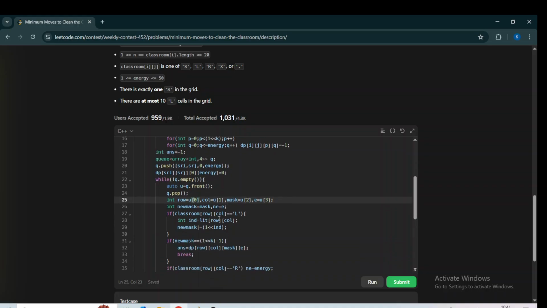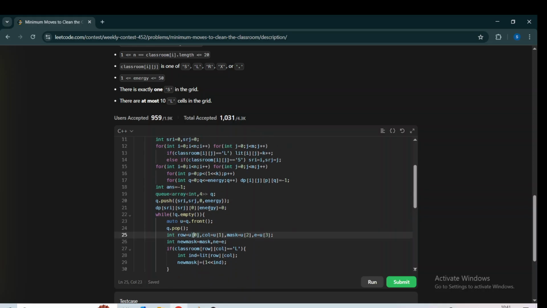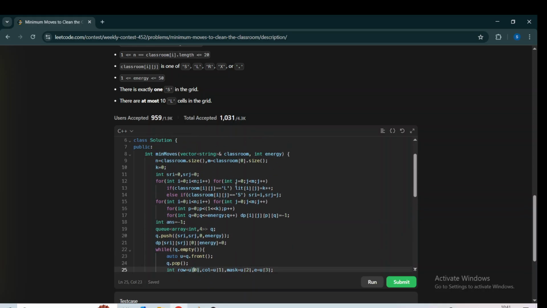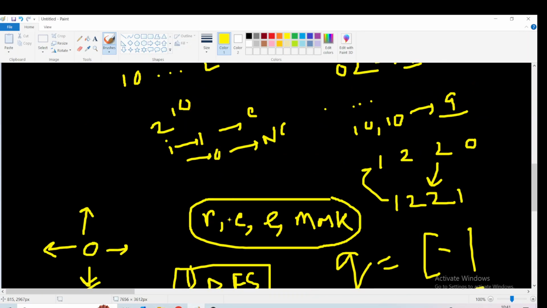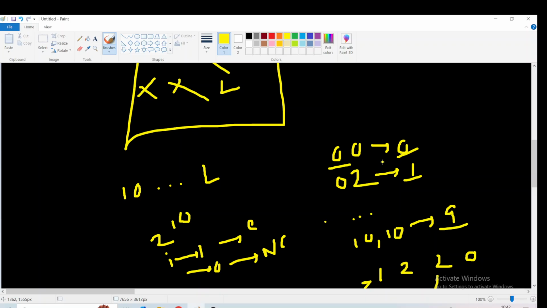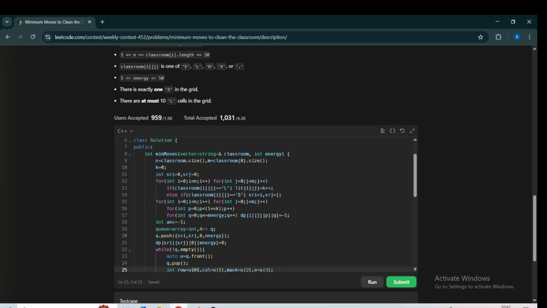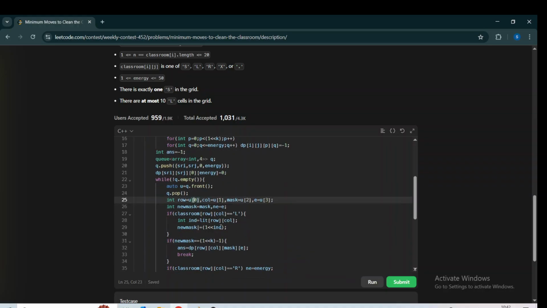Now if classroom row column is equal to L, this means that this cell contains a litter. So we take the index, litter of row column. Here you can see the mapping I explained earlier, that we are mapping 0 0 to 0, 0 2 to 1, and like that. That is our litter. So litter index is litter of row column.